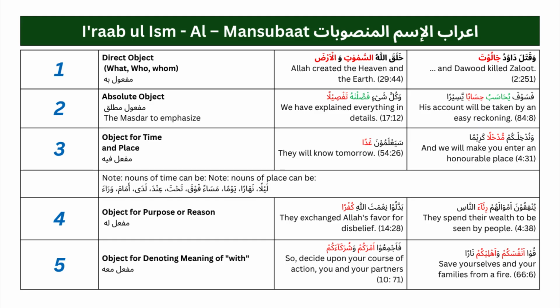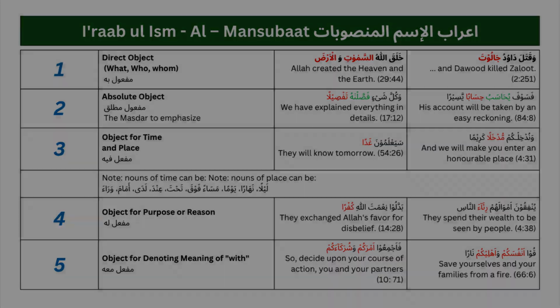The fifth is maf'ulun ma'ahu, the object that denotes the meaning of with. The page gives examples such as fa'ajmi'u amrakum wa shuraka'akum. So decide upon your course of action, you and your partners, and kuanfusakum wa ahlikum naran. Save yourselves and your families from a fire. This category is about accompaniment, association, or something coming along with something else.